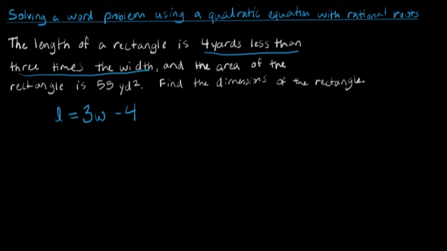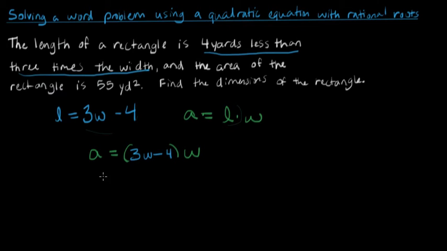So the area of a rectangle is equal to length times width, right? Okay, so we want to find the dimensions of the rectangle. So what I'd like to do is take this area equation and substitute what we know to be the length for the length in here. So we know that the length is equal to 3w minus 4. Okay, so now we have the area as all a function of w.